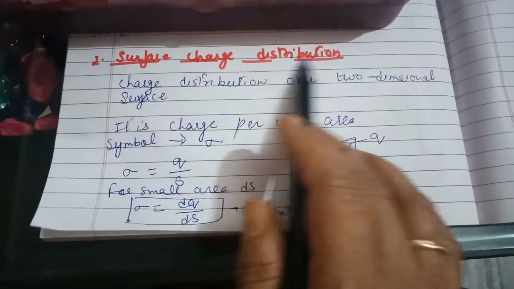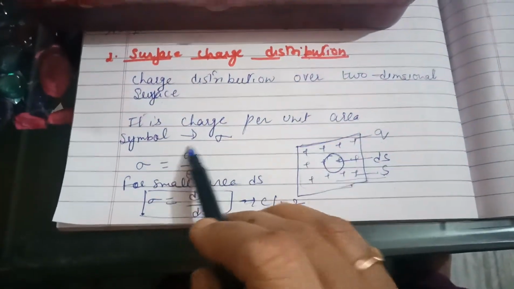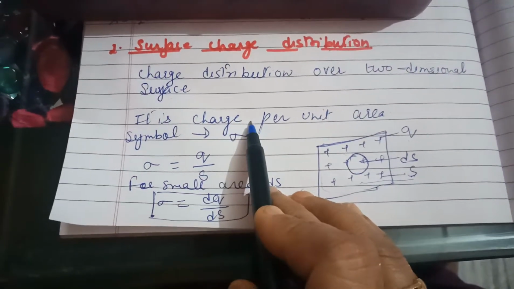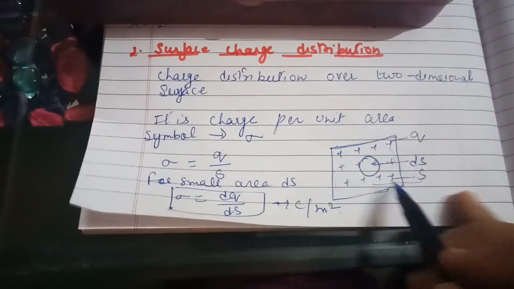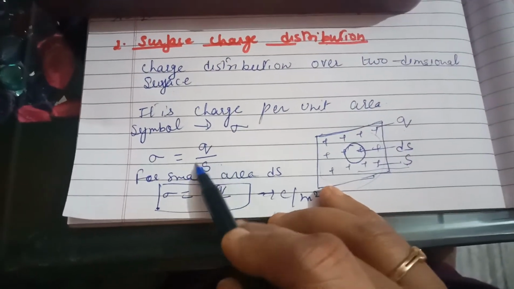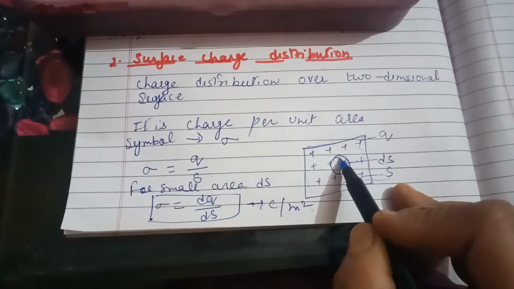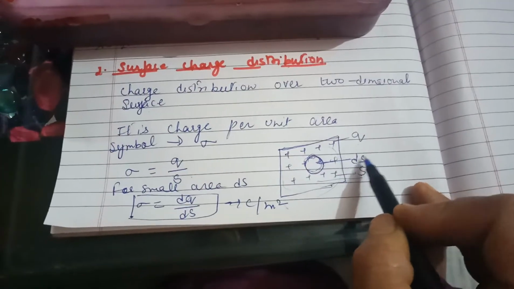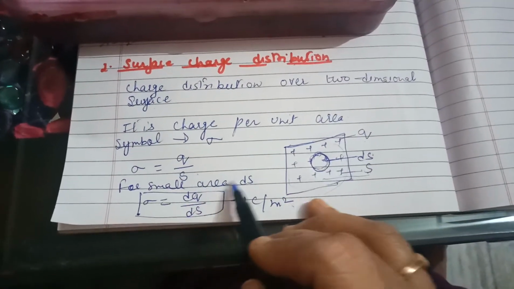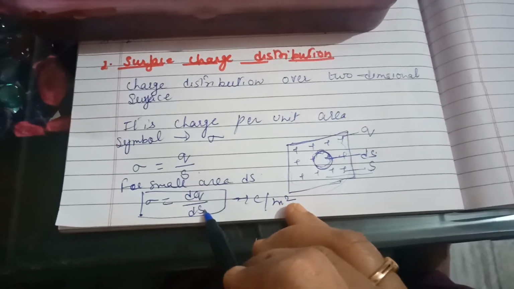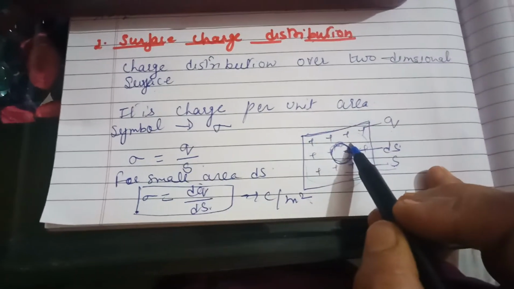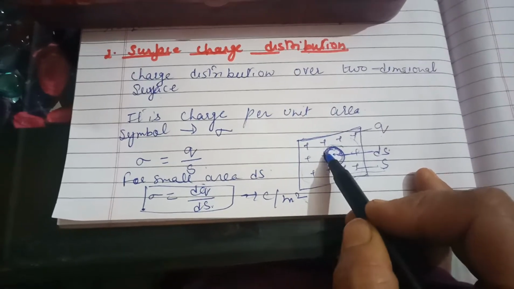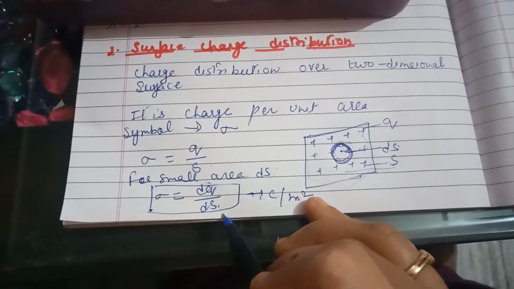So what is the surface charge distribution? It is charge per unit area. Symbol is sigma. According to this definition, the surface charge distribution sigma is equal to Q by S. What is S? Total area. But if I am considering a very small portion of this surface having area dS, so for a small area dS, sigma is equal to dq over dS. Why dq? Because for this surface dS, the charge distributed is also very small, that is dq. So sigma is equal to dq over dS.